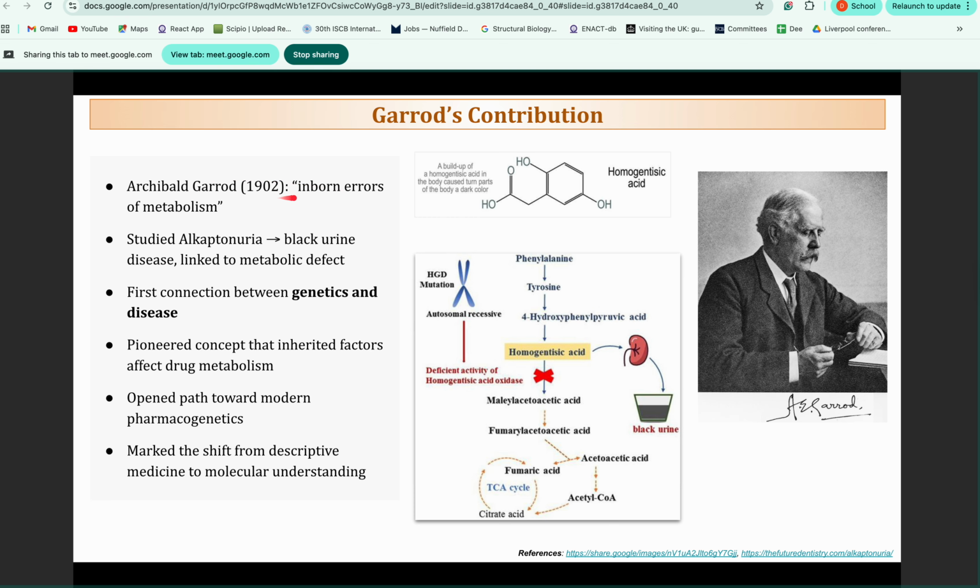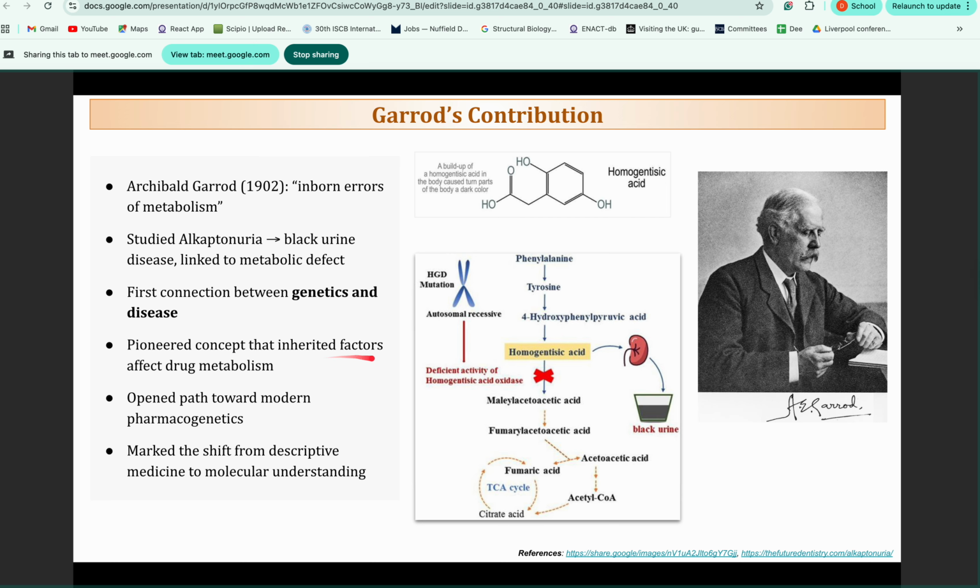In 1902, he talked about the inborn errors of metabolism, in which he studied alkaptonuria. In this particular disease, the color of the urine turns black, and this is linked to a metabolic defect. It is the first connection between genetics and disease. If we look at the gene and see that some change in that particular gene leads to this disease state, he mentioned the connection between genetics and the disease.